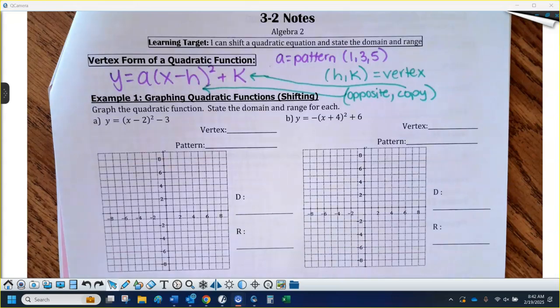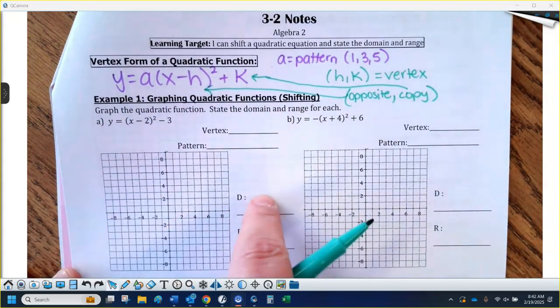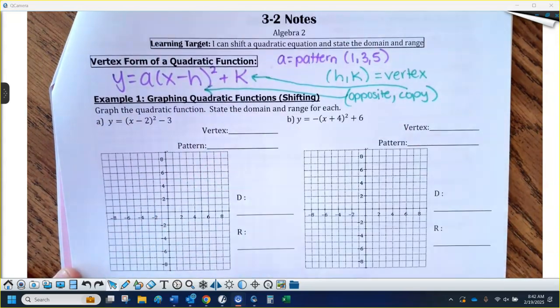Whatever it looks like inside with the x, the operation here is to square it, but whatever it looks like inside, you can write the opposite of that. Whatever is outside, added or subtracted, we're going to copy that number. The inside number shifts the graph left and right. The outside number shifts the graph up or down, just off the origin.